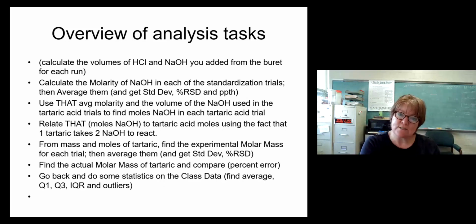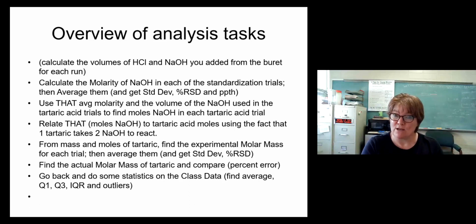Now, I want to use that molarity in Part B when I have the tartaric acid trials. So with the tartaric acid, it was now a solid. So we're going to first use the molarity of the NaOH that we just found and the volume that you use in the tartaric acid trials and get a moles of NaOH. From moles of NaOH, we can relate that to the moles of tartaric acid. Now remember that tartaric acid is a diprotic acid, so it takes 2 NaOHs to react every 1 tartaric acid. So we'll make a coefficient ratio and figure out how many moles of tartaric acid were in that sample.